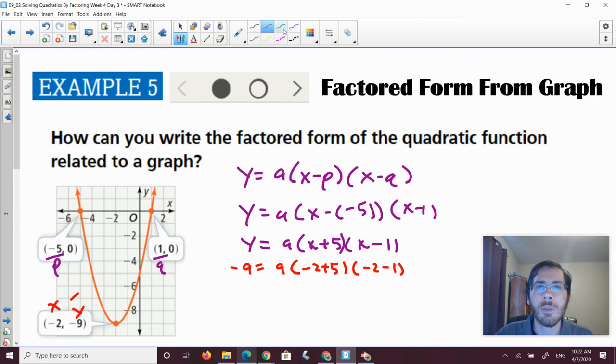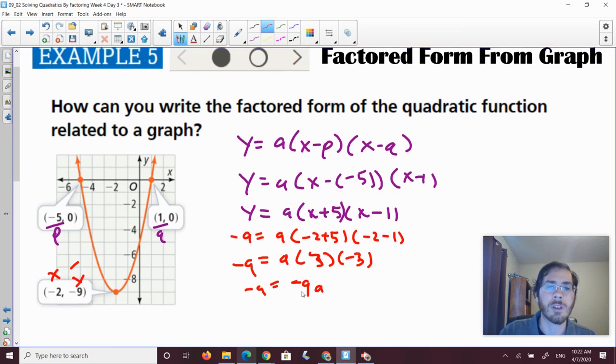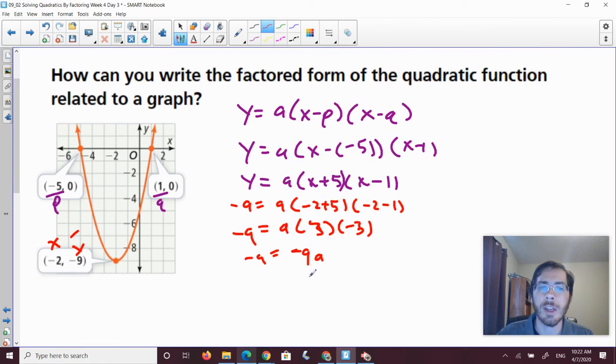So -2 plus 5 is 3. -2 minus 1 is -3. A is still out front. That's a -9. So we get -9 equals -9a. All right. To solve for a, we just divide both sides by -9. So we get 1 equals a.